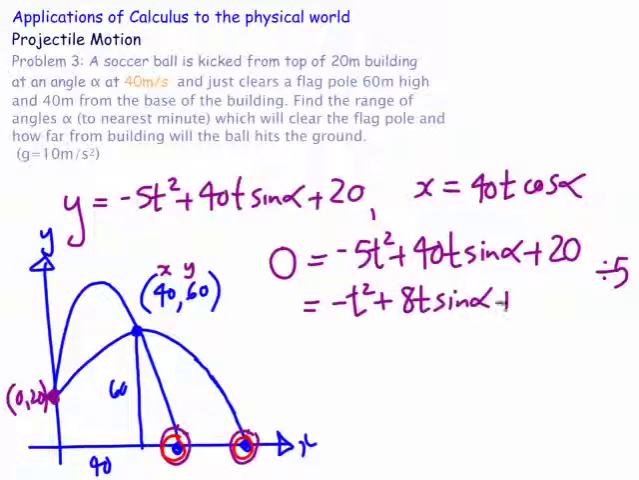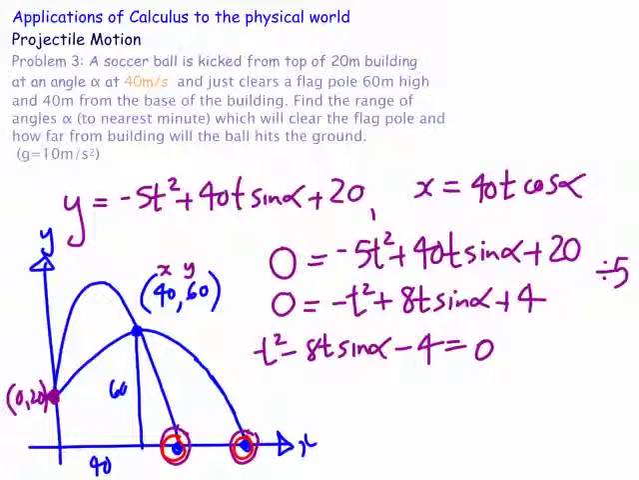Okay, and 5 fours are 20, and that's equal to 0. Now I normally put everything on the left-hand side and make the t squared coefficient positive. So t squared minus 8t sine alpha, minus 4 is equal to 0.